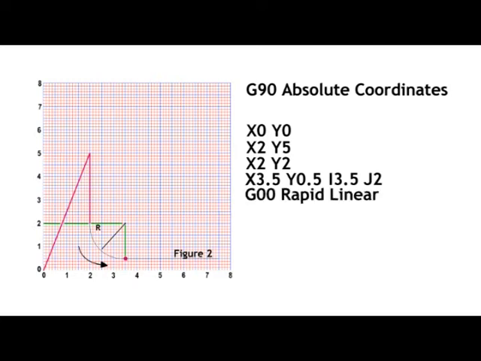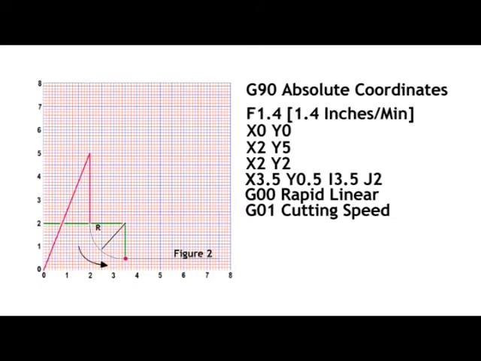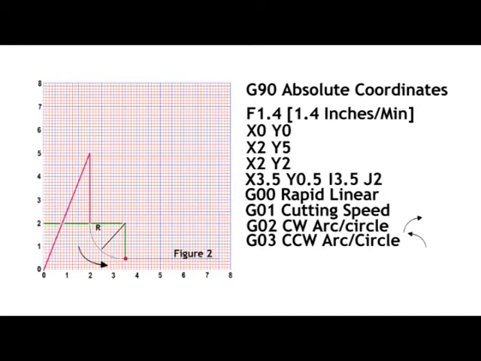G00 is for rapid linear transit. G1 is for a feed rate at a specified rate designated with an F with a number. Next, for the arcs and circles, G02 is for clockwise cuts for arcs, and G03 is for counterclockwise cuts of arcs.